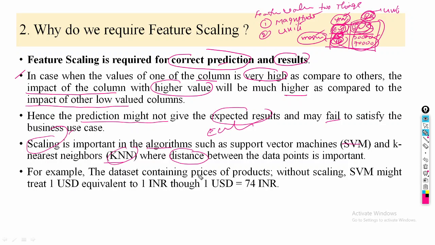For example, take a data set containing the price of products. Suppose we are not applying scaling. Then the model, for example SVM, may treat $1 as equal to 1 Indian rupee. Actually, we know $1 is equal to about 74 rupees, but the model may consider $1 equal to 1 Indian rupee.